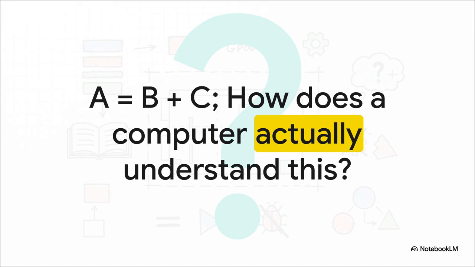Okay, look at this. A equals B plus C. Simple, right? We see it and we get it instantly. But for a computer, this is just a string of characters. How in the world does it know that A is a place to store something, that equals means put this over there, and that plus means add these two things? That's the big question we're going to break down today.